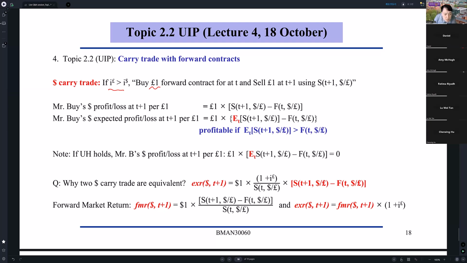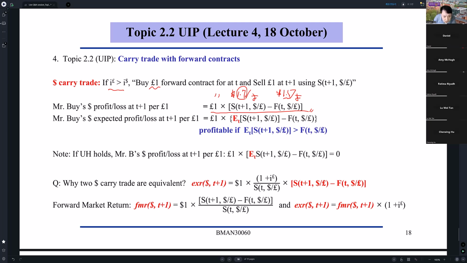So we talk about Mr. Buy's dollar profit, and we can also talk about Mr. Buy's dollar expected profit. So for example, if the future unknown exchange rate is $1.7 per pound, and the forward rate is $1.5 per pound, then Mr. Buy will pay $1.5 to get £1. Right away, Mr. Buy will sell that £1 and get, at the future exchange rate, $1.7. So using the symbols, this is Mr. Buy's profit: future unknown exchange rate minus the forward rate given today.